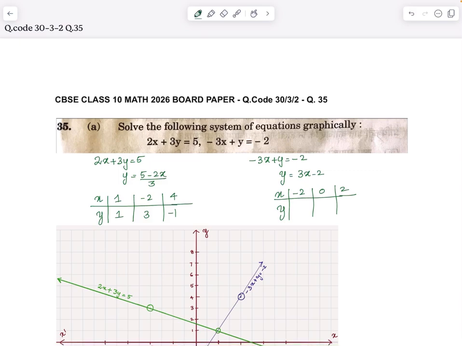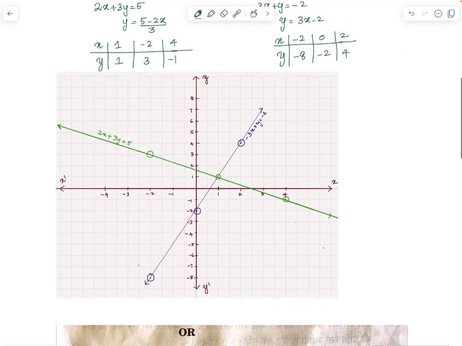For minus 2, y is minus 8. For 0, it is minus 2. For 2, it is 4. With these points, I have plotted the graph already. The green line represents the first equation and the blue line represents the second equation. These two lines meet at a point. This point is (1, 1). So the point of intersection of these two lines is the solution.